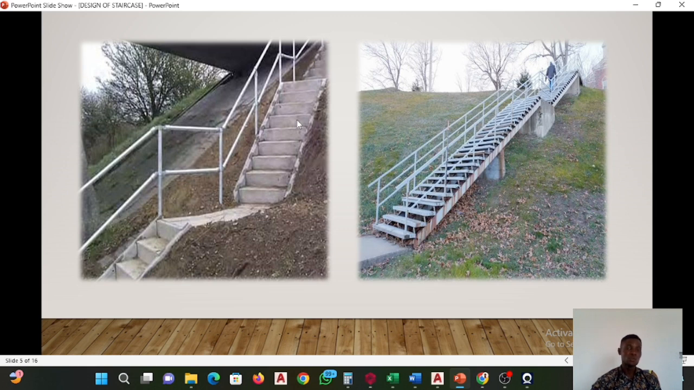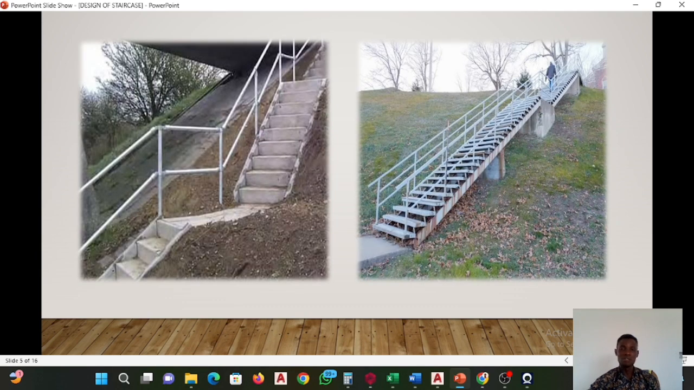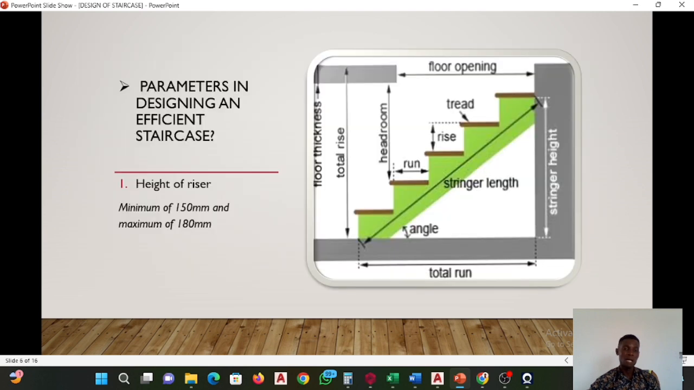Look at this. It's too high. Just take a look at the picture. Look at this one. This one is too steep. So in this video, I'm going to teach you how to do the riser and the thread to make it very easy. Now let's go to the parameters we need in designing a staircase.